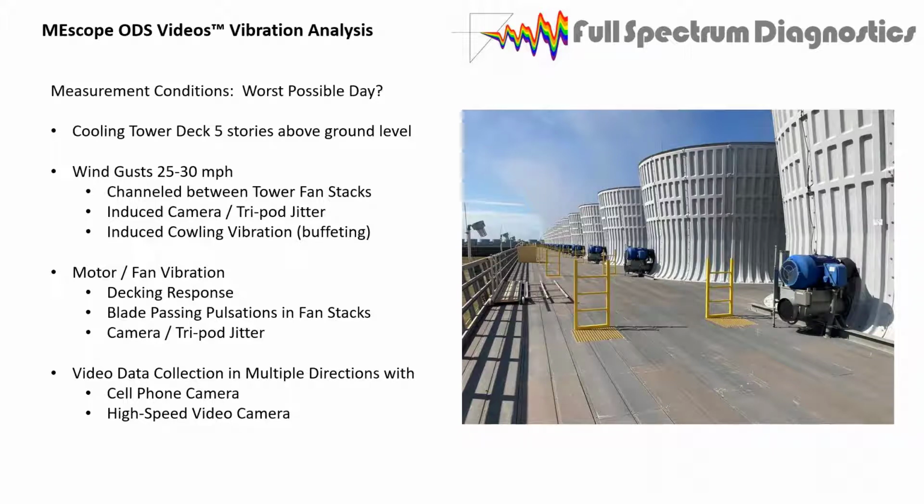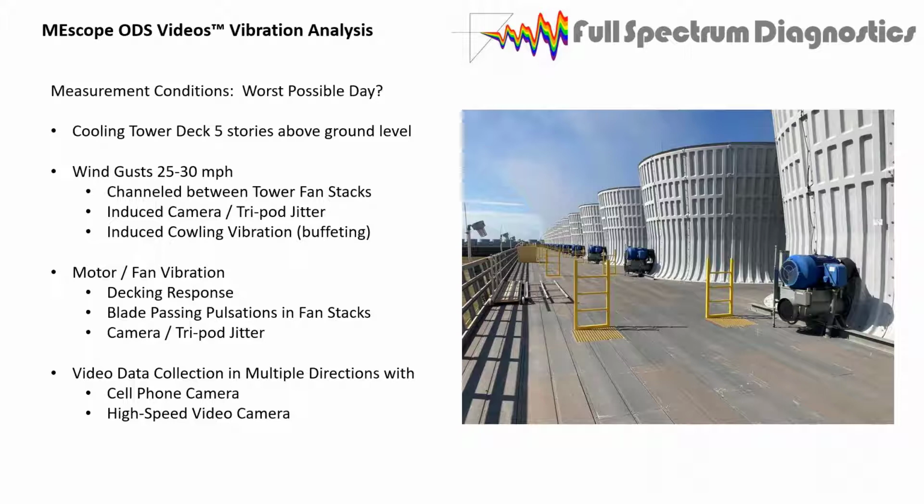And as I mentioned, we have video data collection in multiple directions, and we're doing it with 2 different types of camera, the cell phone camera and the high-speed video camera. The cell phone camera had some issues in that it wouldn't get the higher order blade pass frequency numbers out of it. I think 1,000 CPM was the first blade pass frequency, so I could get a few of those showing up in my spectrum, but 120 hertz is where the data wandered off. So at 240 frames per second, our maximum frequency range is 120 hertz or 7,200 CPM for the cell phone camera.